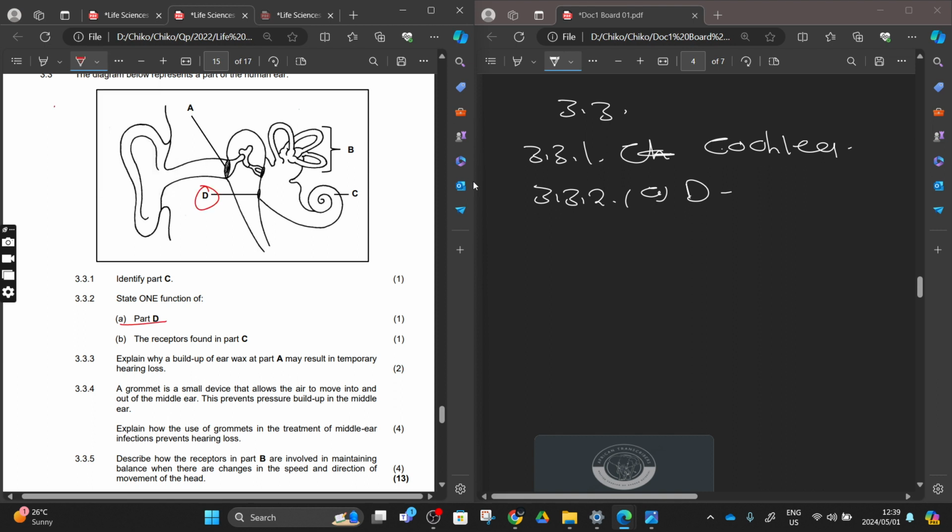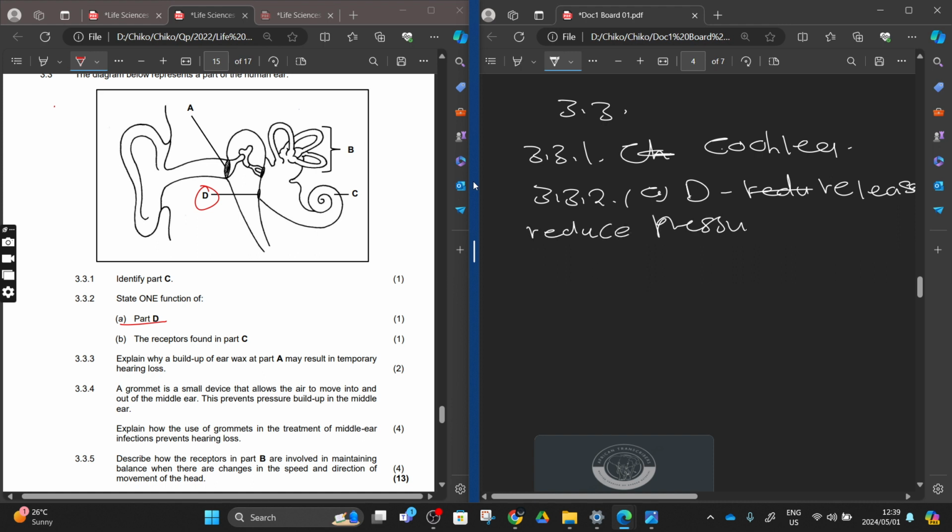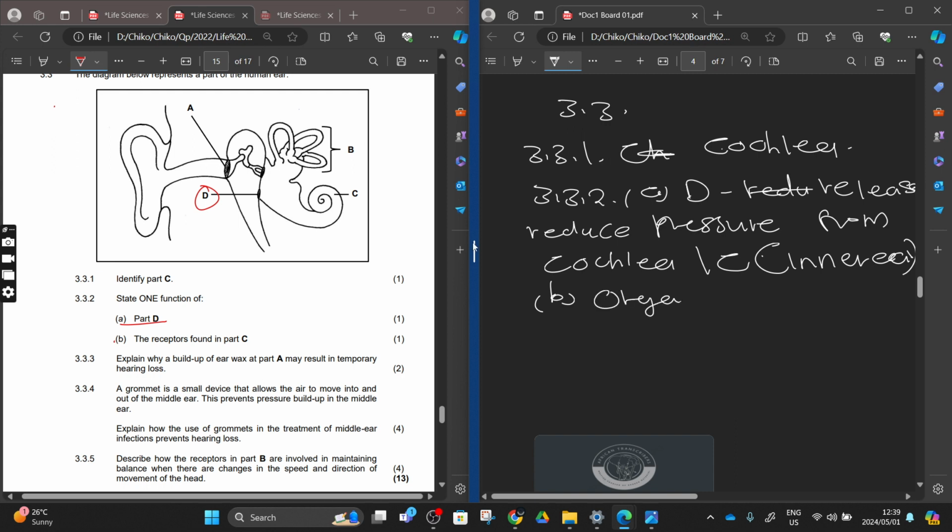The function of part B is to release or reduce pressure. Pressure from the cochlea, or from part C. I'm not sure about that, but it is to reduce the pressure from the cochlea, or from the inner ear, right? You'll agree with me there, right? Then number B, move fast. Number B, the receptors found in C, those are the organ of Corti.